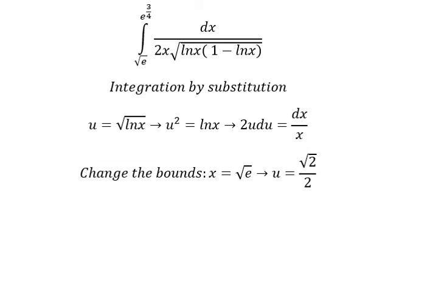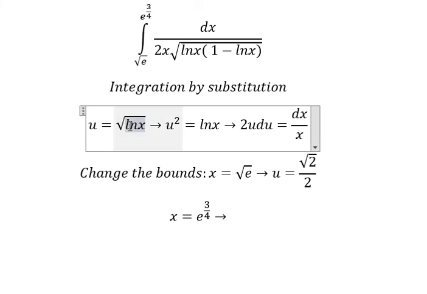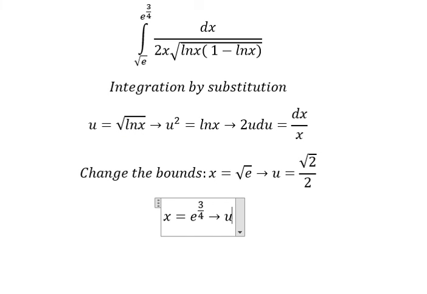When s equals e to the power of 3 over 4, we put this value in here to find the value of u. So u equals the square root of 3 over 2.